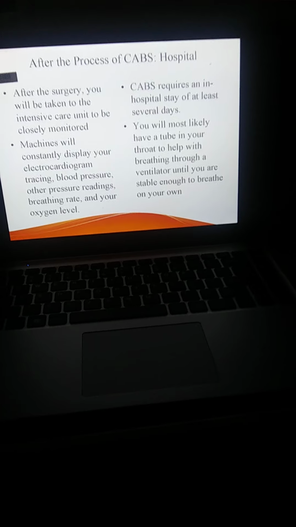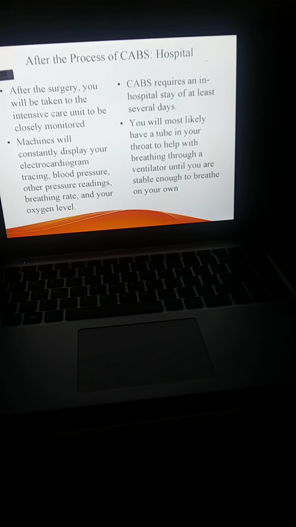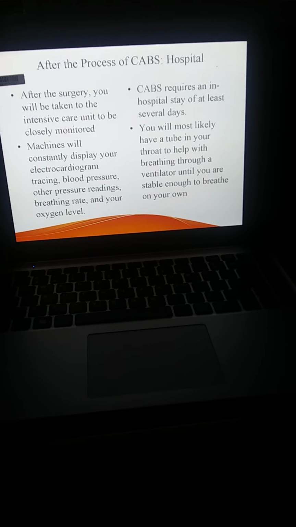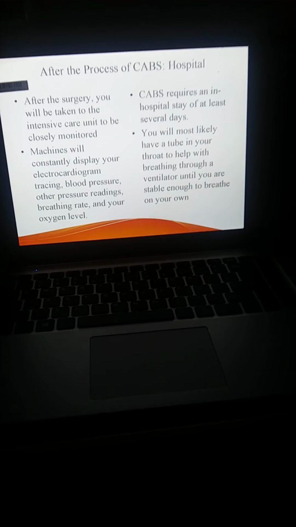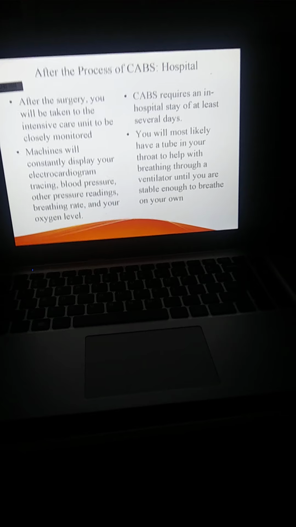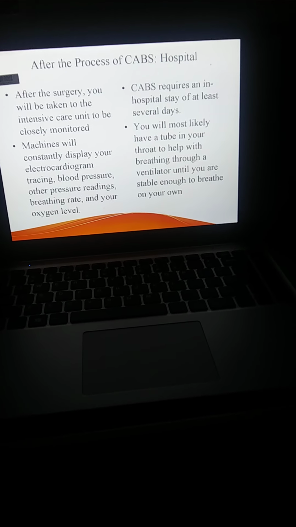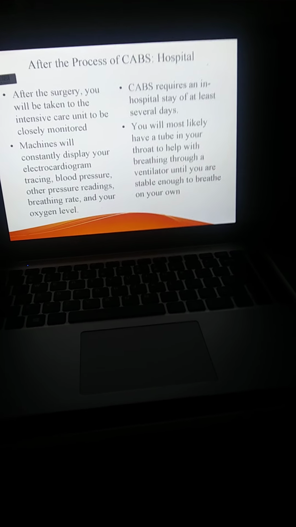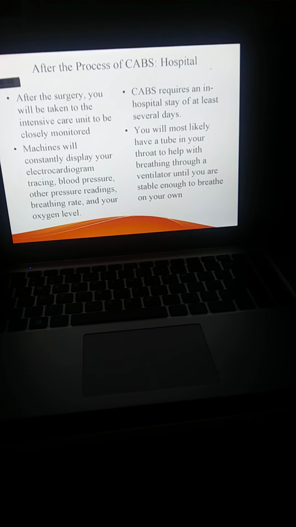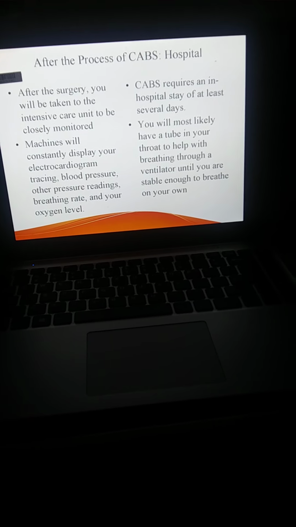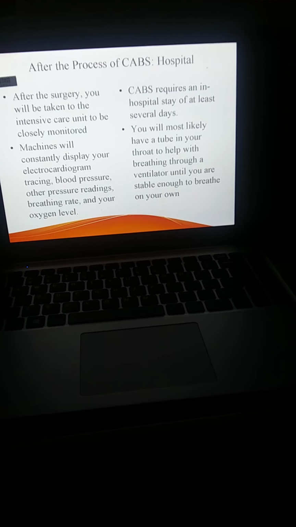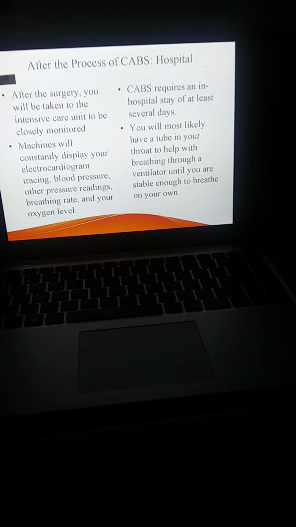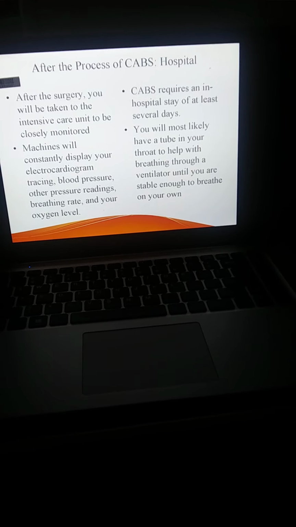After coronary artery bypass surgery in the hospital, you will be taken to the intensive care unit to be closely monitored. Machines will constantly display your electrocardiogram tracing, blood pressure, other pressure readings, breathing rate, and your oxygen level. CABG requires an in-hospital stay of at least several days. You will most likely have a tube in your throat to help with breathing through a ventilator until you are stable enough to breathe on your own.